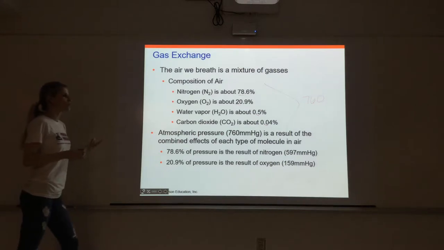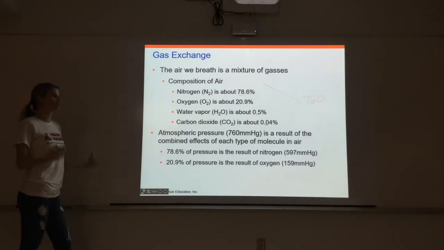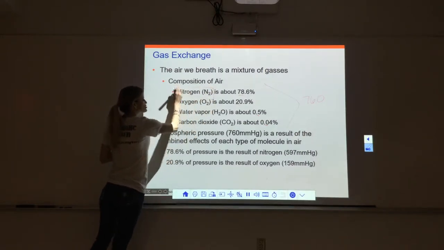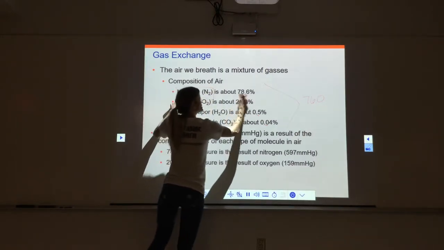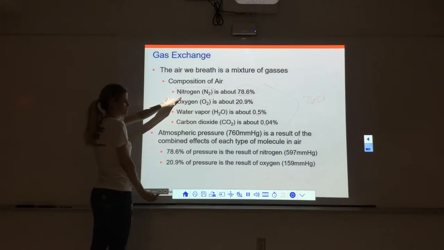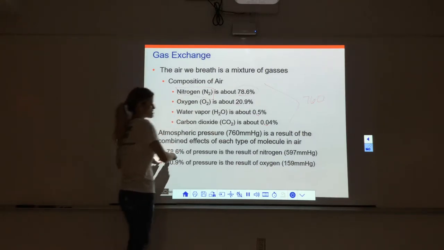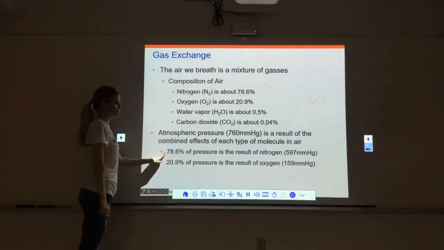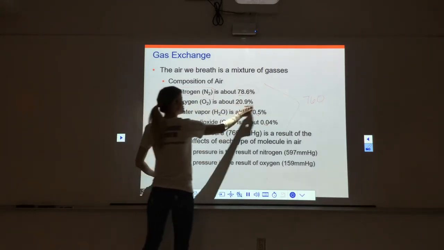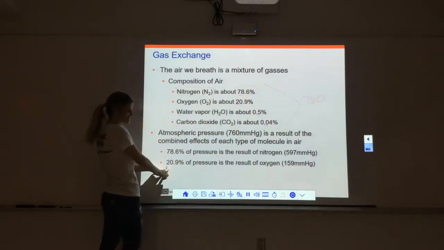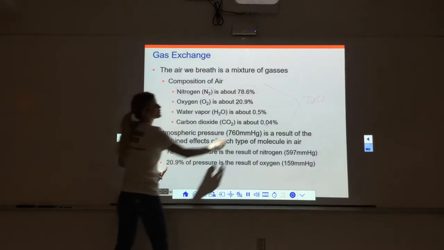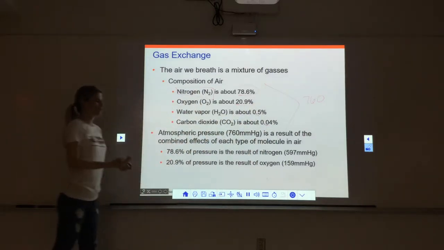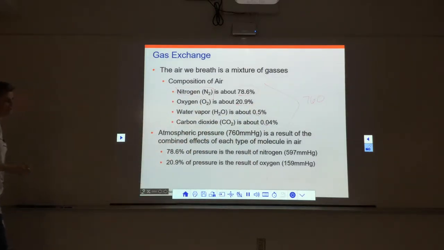Now, what Dalton's law says, or what the partial pressure is telling us, is that the partial pressure of nitrogen is relative to how much nitrogen we have. So 78.6% of this is because of nitrogen. 20.9% of this pressure is because of oxygen. 0.5% of this pressure is because of water. 0.04% is because of CO2.